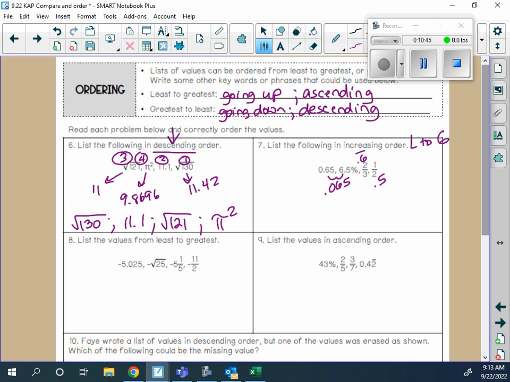So even though we have our calculator, because we knew those, it just saves us some time. Okay, so we're looking for least to greatest. So which one is the smallest? Yeah, 0.065, which is 6.5%. So 6.5% should be first. And then what? Then 1/2. Then what? 0.65. And then 2/3.